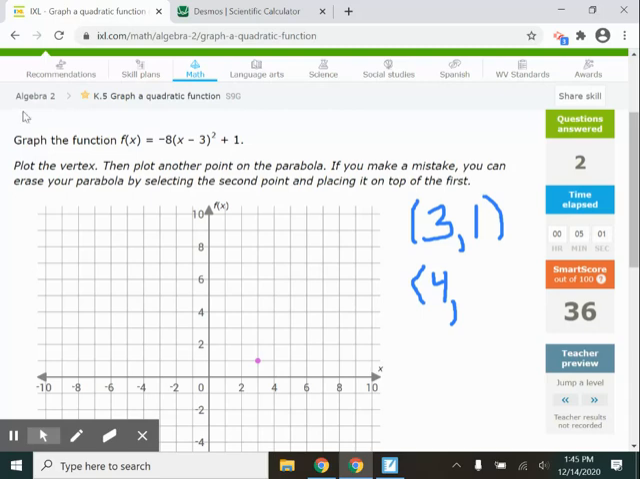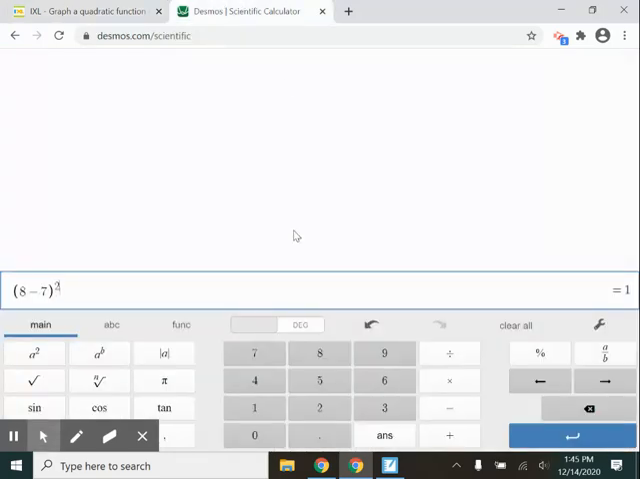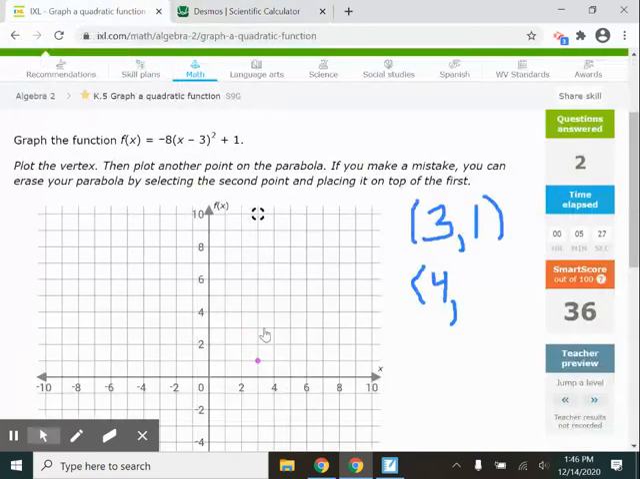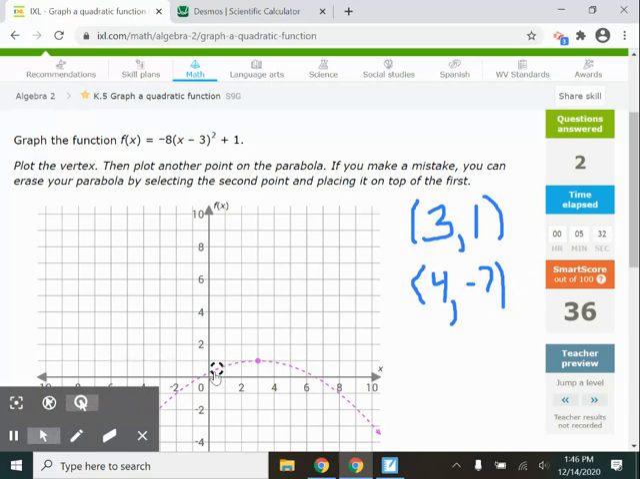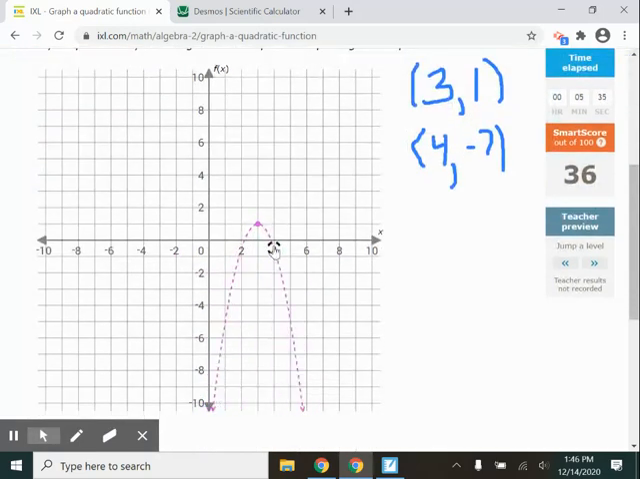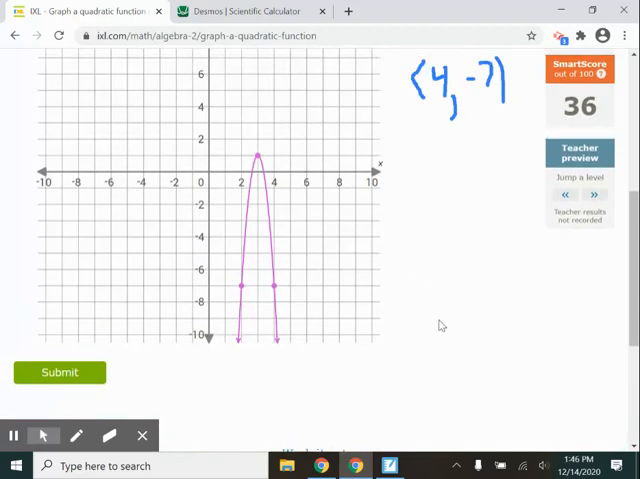I just wanted to write it down so I didn't have to keep referencing it. So I'm going to get rid of all this. I would type in the -8 and then the parenthesis, and then I'm replacing that x with a 4, minus 3, close that parenthesis again, square it, and then plus 1. So I basically recopied the entire question, but instead of the x, I put in a 4, and you can see that's equal to -7. So -7, and as soon as I plot that 4, -7, it's going to be down here, you can see it draws in my graph, and everything looks pretty good.